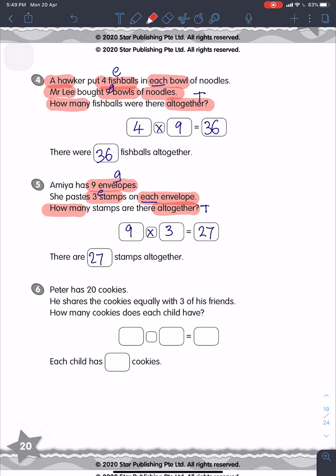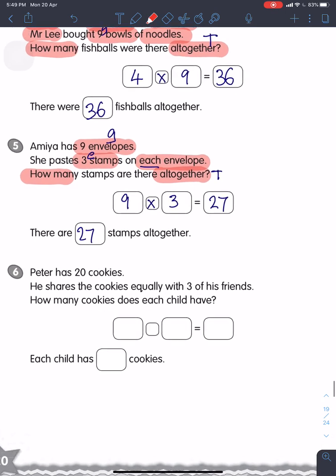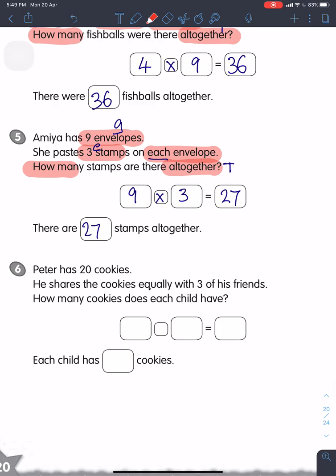Alright, for the last question, I think a lot of us actually got confused with this. So Peter has 20 cookies. He shares the cookies equally with 3 of his friends. How many cookies does each child have? So again, we're going to start with Peter. Peter has 20 cookies all together, so we know he has the total. Now, once we have the total, we want to find another part. We know we're doing division.